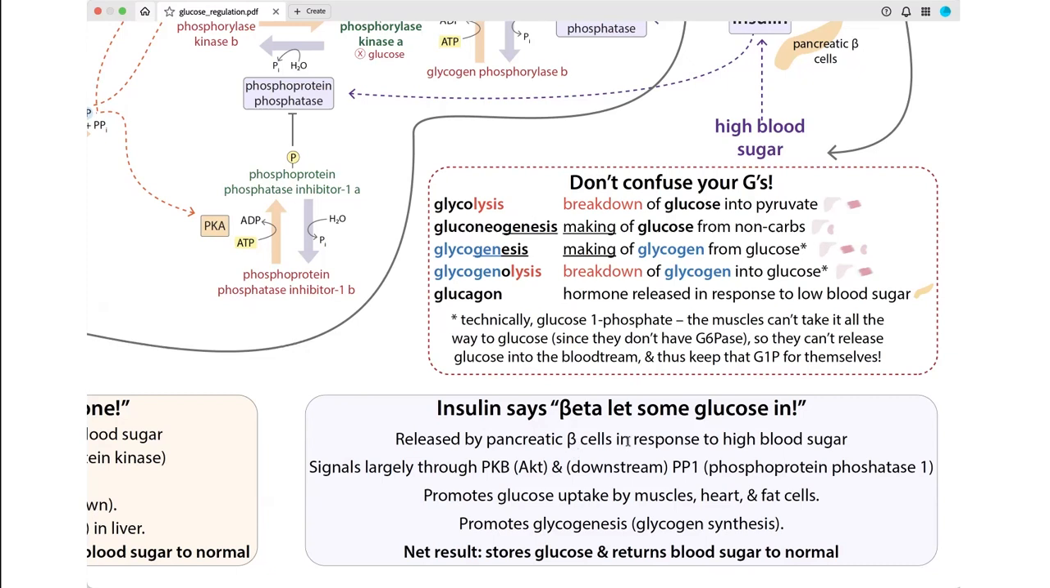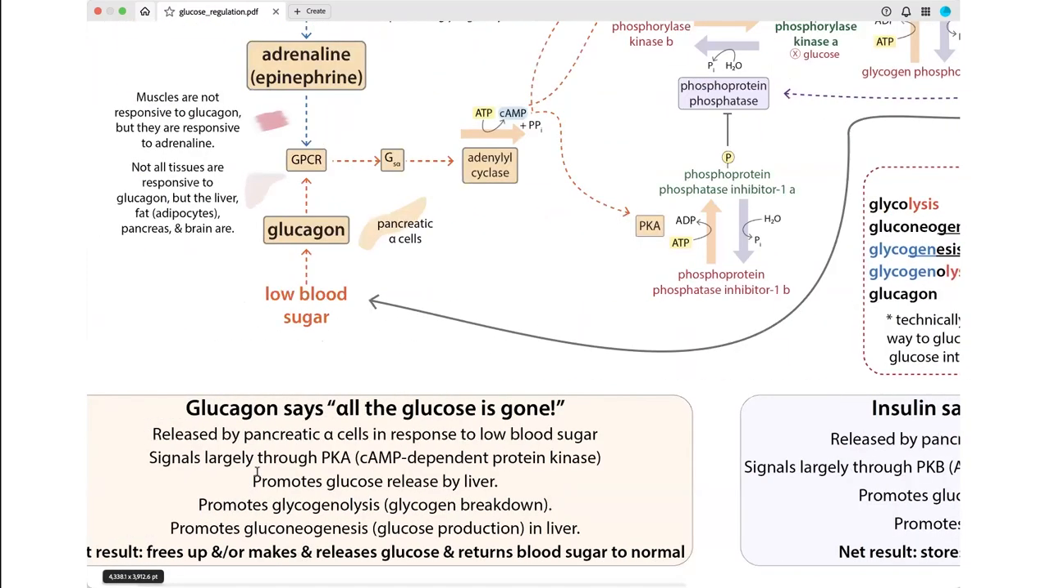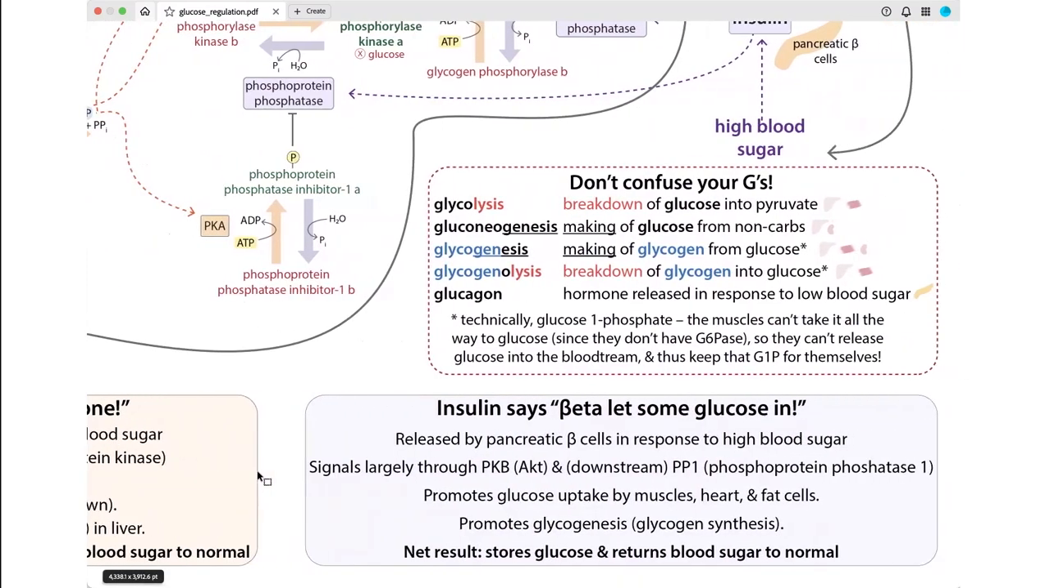blood sugar. Unlike the glucagon, which signaled through PKA, insulin is going to signal largely through PKB, also known as AKT, as well as downstream protein phosphatase 1. Oh yeah, there's a typo there. I'll fix that. So PP1. Now PP1 is going to then be able to remove some of the phosphate groups put on by our PKA, and it's able to also regulate things in a variety of other ways.